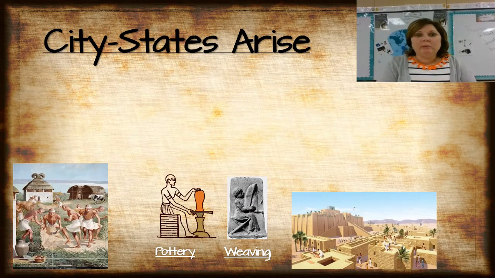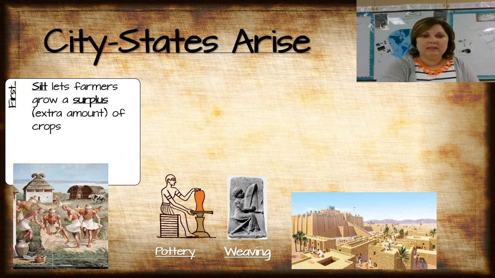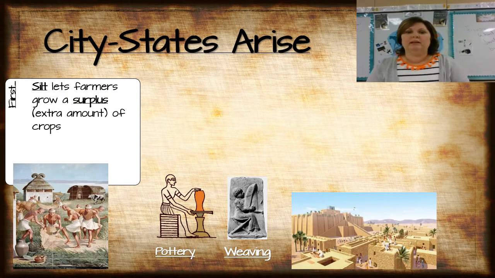All right, guys, so we've talked about geography and we've talked about silt and we've talked about the importance of farming over and over and over. And so hopefully you're getting the idea that now that we have farming, we're able to explore other avenues and do other things now that we have plenty of food. And so first we can see that silt let us have a surplus.